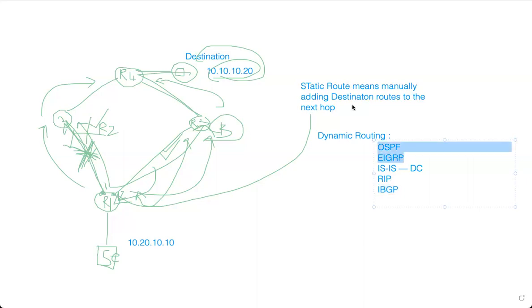But the big difference is that static routes are manually added. If a link goes down, we have to put a manual next hop to the destination route via another hop. That is the difference between static routing and dynamic routing. Any questions, guys? No questions? Is it clear? Okay. Now let's move on to the next thing.